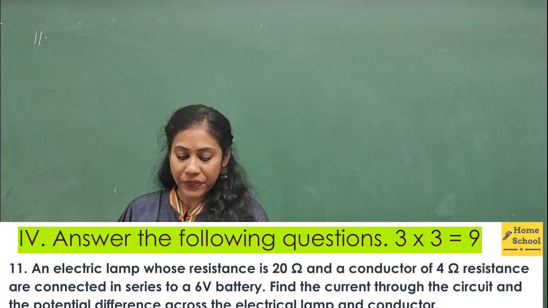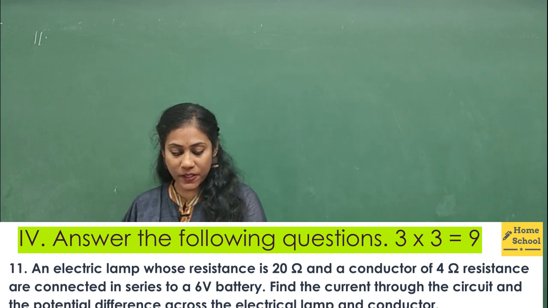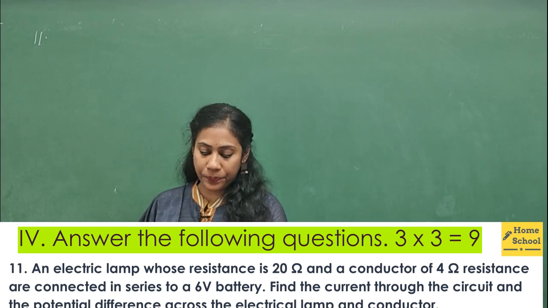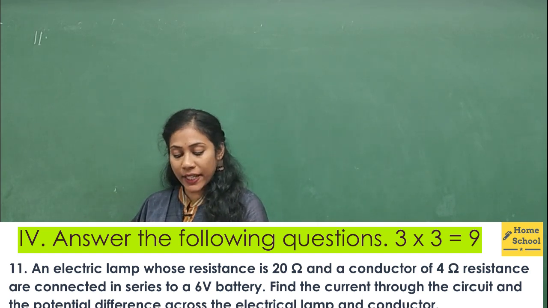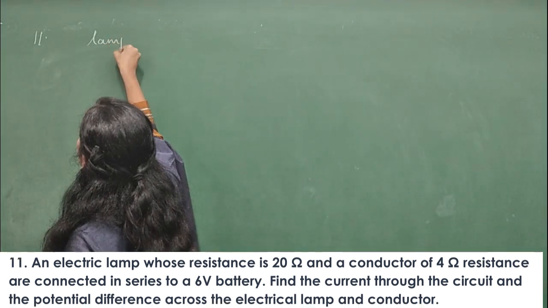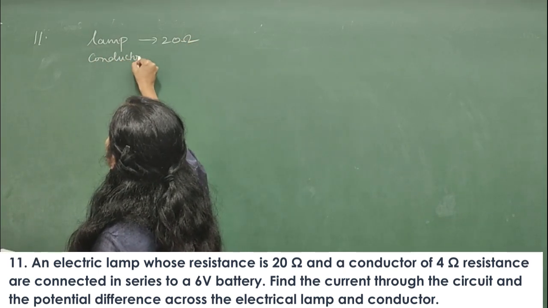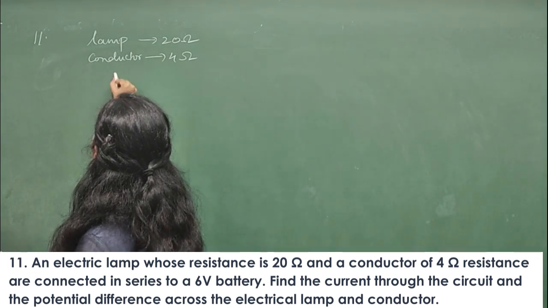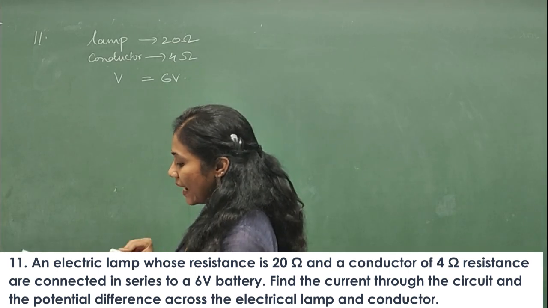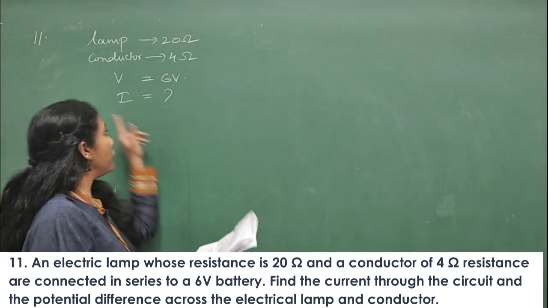Coming to the 11th question, guys, it's a very simple problem on electricity. An electric lamp whose resistance is 20 ohms and a conductor of resistance 4 ohms are connected in series to a 6-volt battery. Find the current through the circuit and the potential difference across the electric lamp and conductor. So what is the given information? You have a lamp whose resistance is 20 ohms and a conductor whose resistance is 4 ohms, isn't it? And you have a battery of 6 volts. Voltage is equal to 6 volts. They are asking you to find the current in the circuit. So first, you have to find the current.